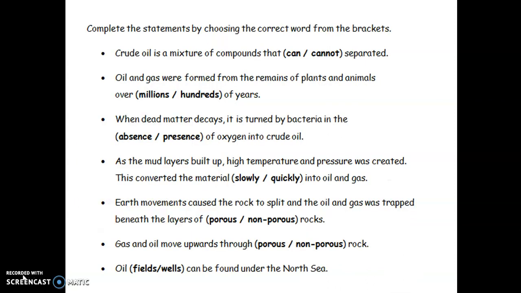If you want, you can pause that and have a go at writing that process in the correct order, or picking the correct words.